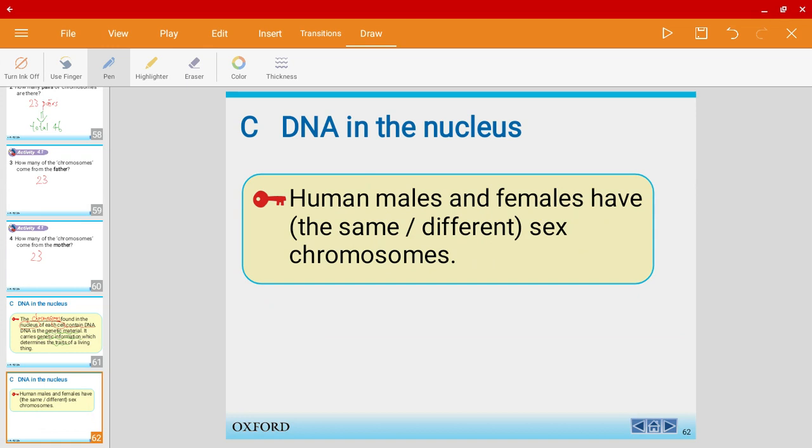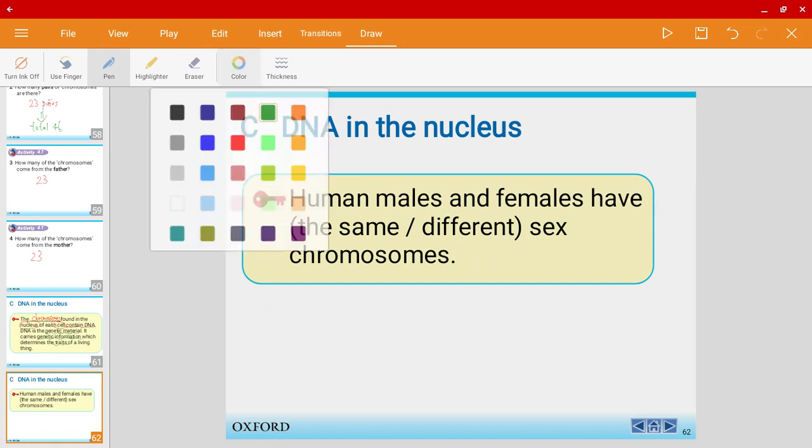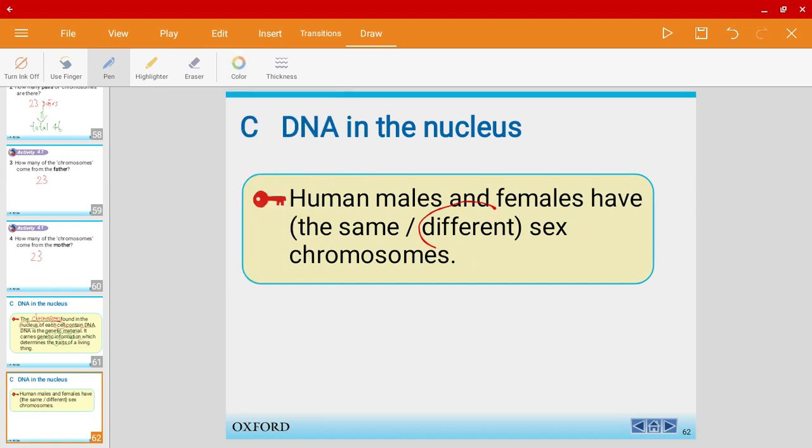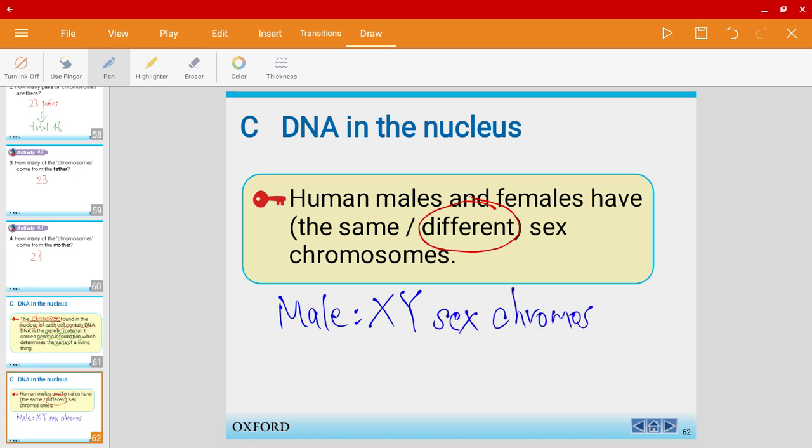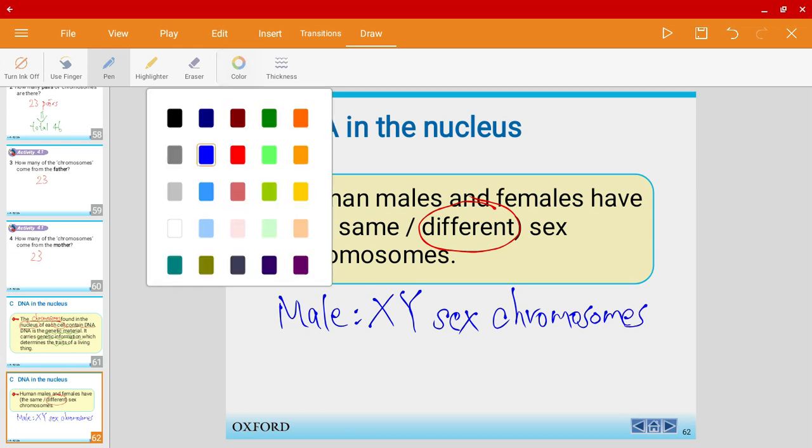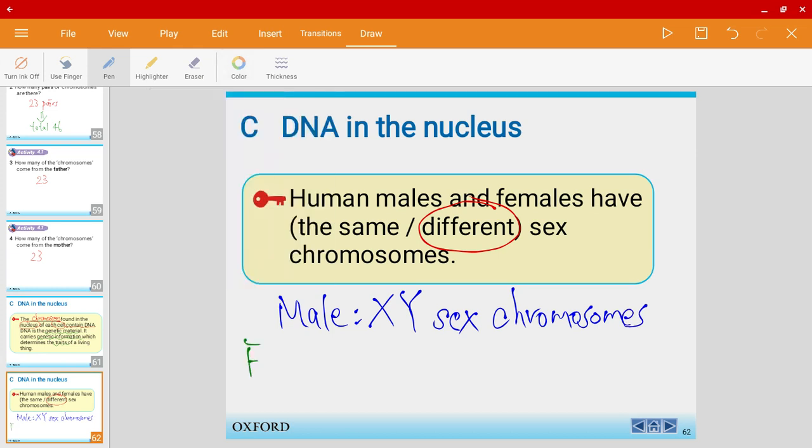Finally, do human males and females have the same or different sex chromosomes? The answer is different, because males, what do males have? Is it XX or XY? Yes, it's XY sex chromosomes. And females, what do females have? Yes, XX sex chromosomes.